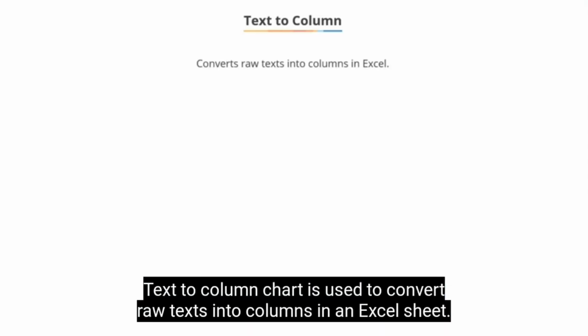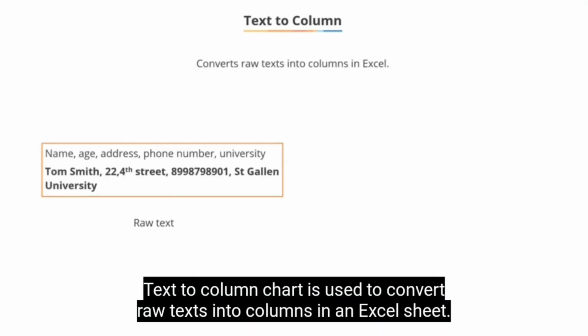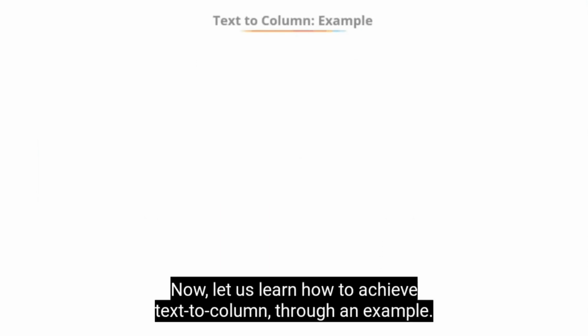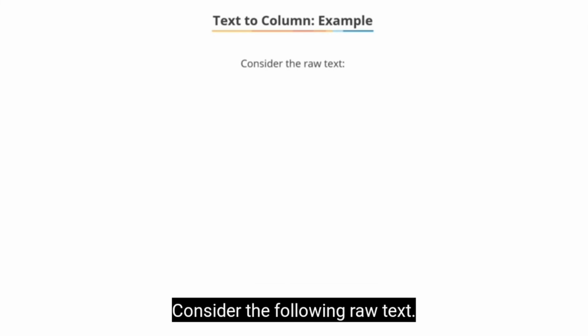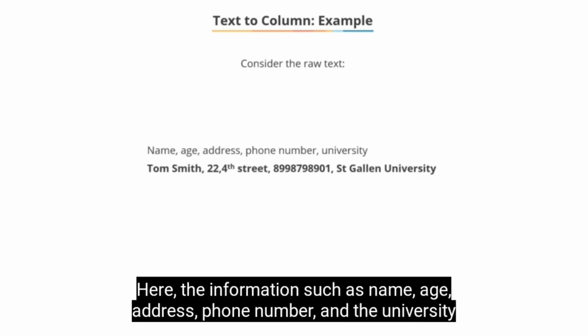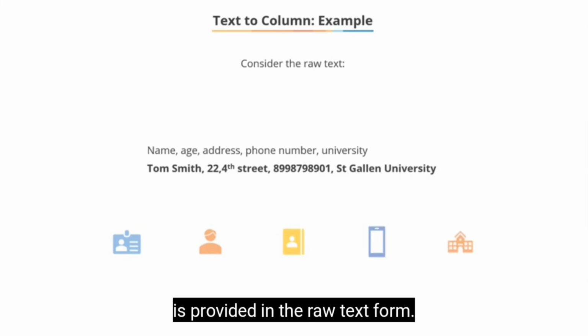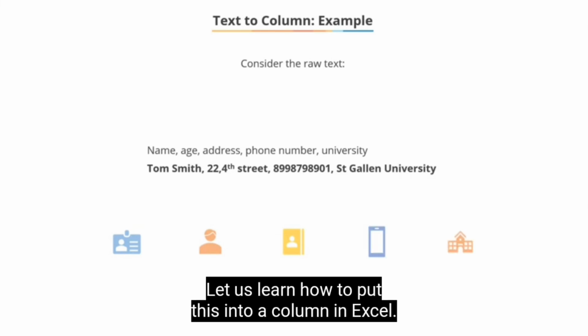The Text to Columns feature is used to convert raw text into columns in an Excel sheet. Now, let us learn how to achieve this through an example. Consider the following raw text. Here, information such as name, age, address, phone number, and the university is provided in raw text form. Let us learn how to put this into columns in Excel.